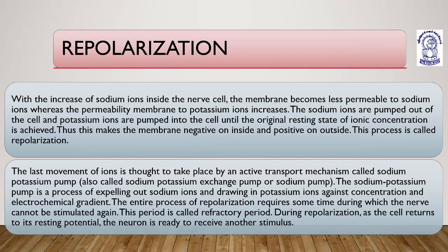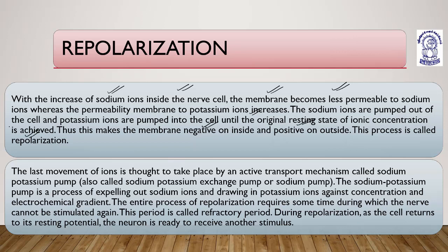Now repolarization. With the increase of sodium ions inside the nerve cell, the membrane becomes less permeable to sodium ions, whereas the permeability of the membrane to potassium ions increases. During depolarization, the sodium leak channels open. With the increase of sodium ions inside the nerve cell, the membrane becomes less permeable to sodium and more permeable to potassium ions. The sodium ions are pumped out of the cell, and the potassium ions are pumped into the cell until the original resting state of ionic concentration is achieved.